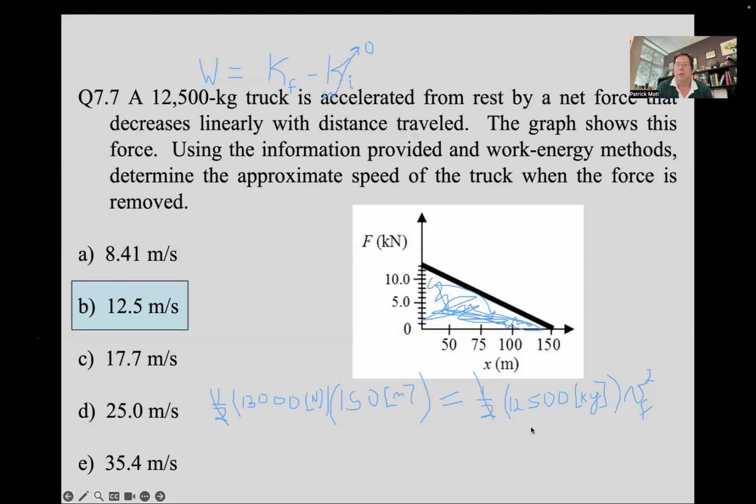So we can get rid of the factor of a half. 1,300 times 150 divided by 12,500, all square root, is going to give you just a little bit shy of 12.5. So it rounds up to 12.5. All right, let's try the next question.